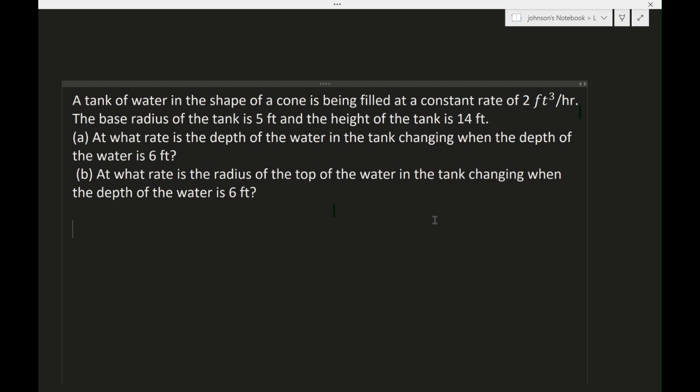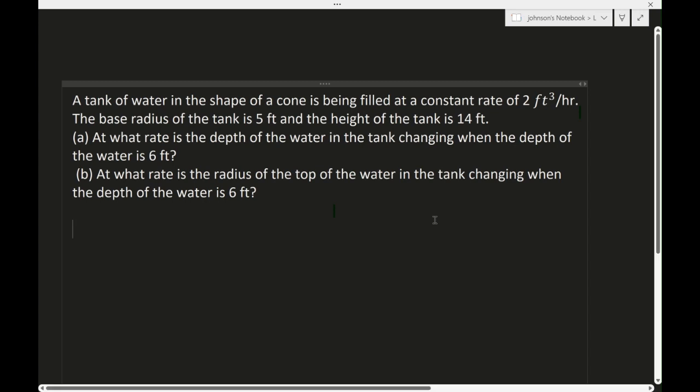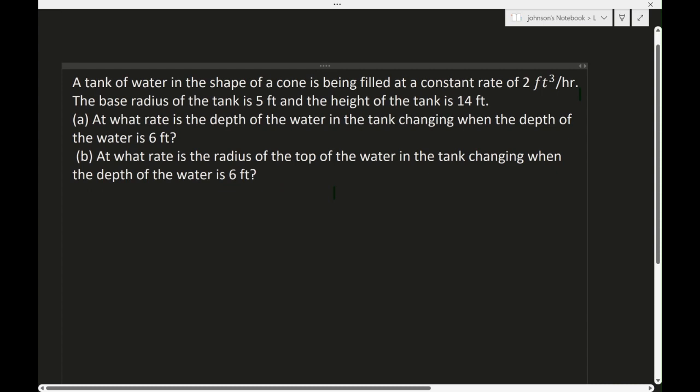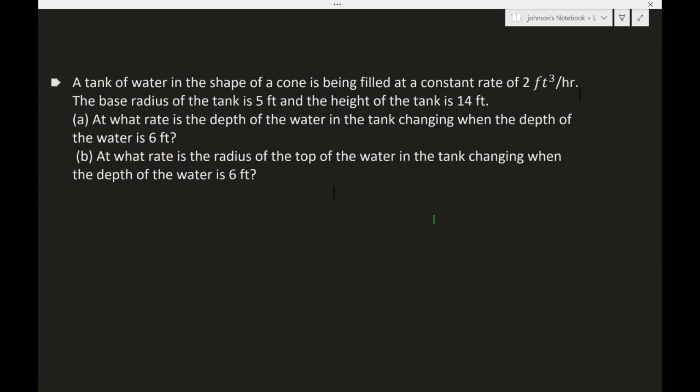It's a calculus problem. A tank of water in the shape of a cone is being filled at a constant rate of 2 feet cubed per hour. The base radius of the tank is 5 feet and the height of the tank is 14 feet. At what rate is the depth of the water in the tank changing when the depth of the water is 6 feet? So here we are talking about a cone.